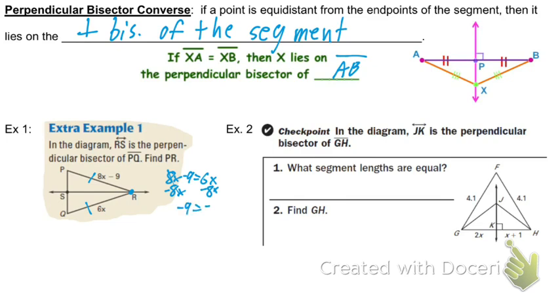Negative 9 is equal to negative 2x. Let's try this again. Divide by negative 2. X equal to 4.5. So now how do we find the measure of PR?